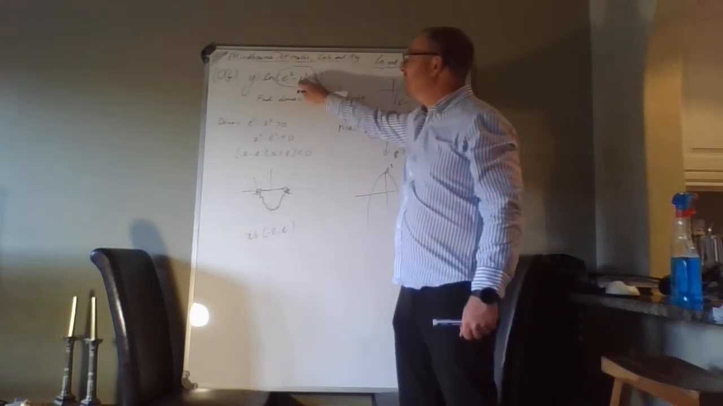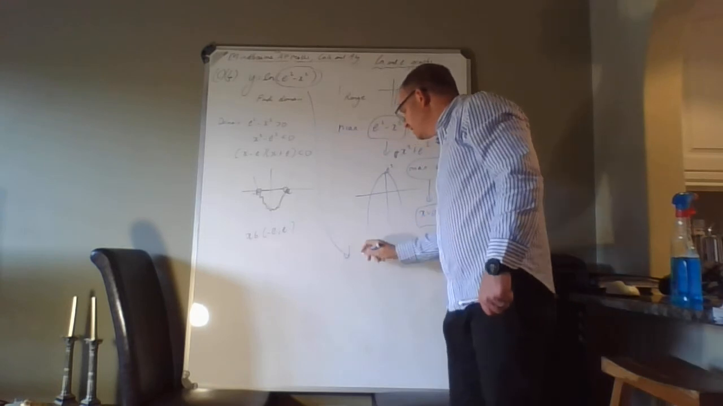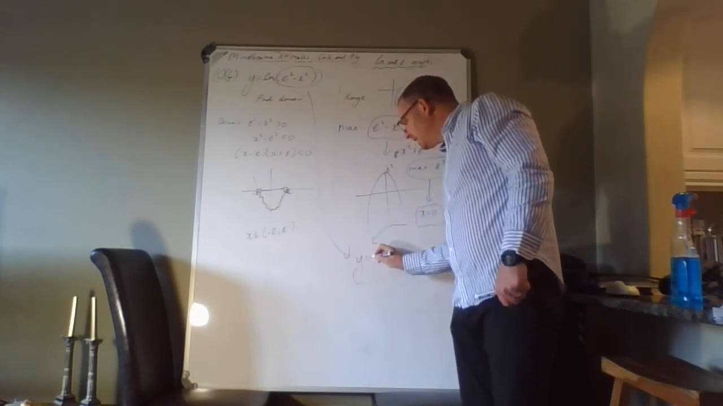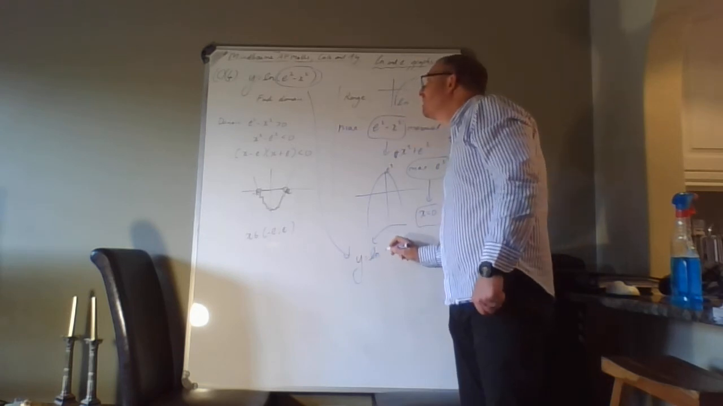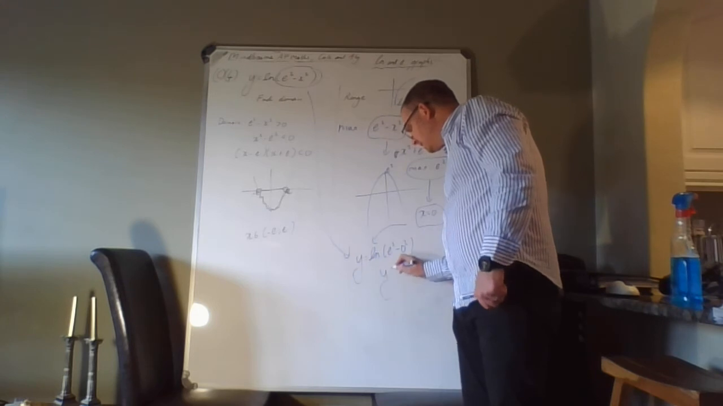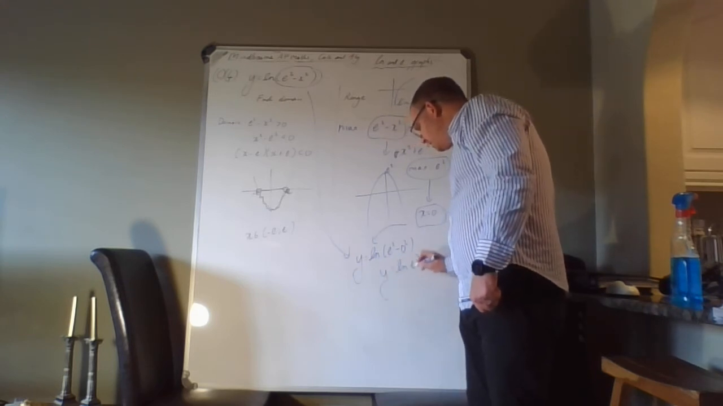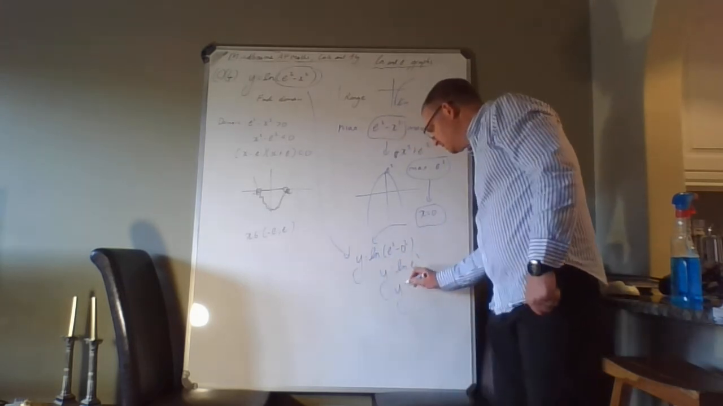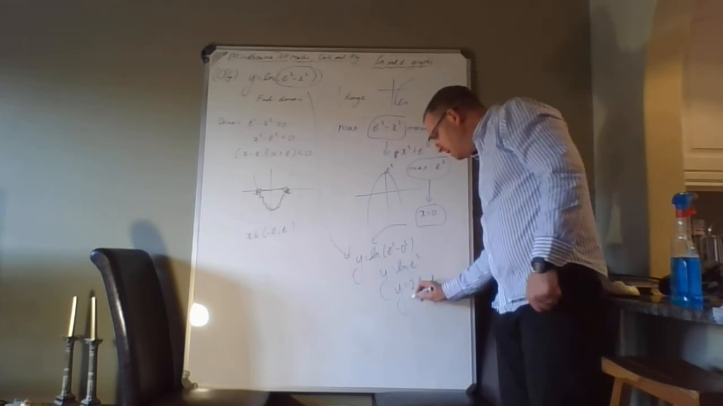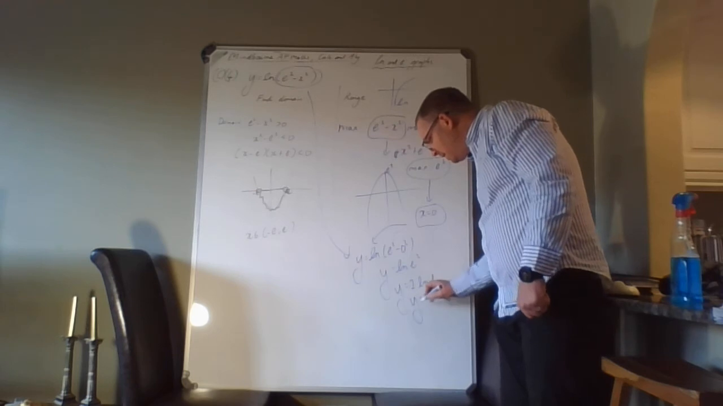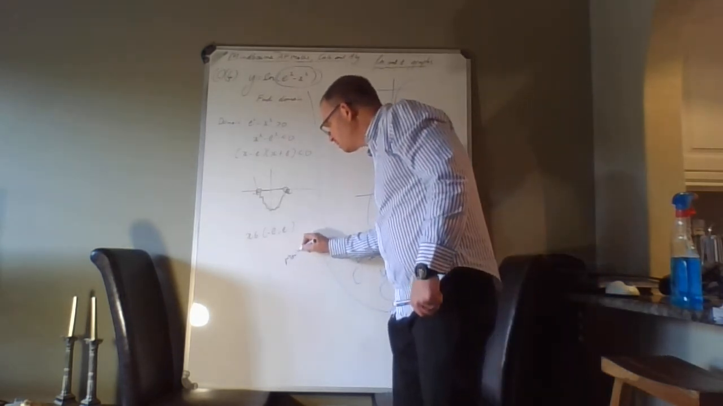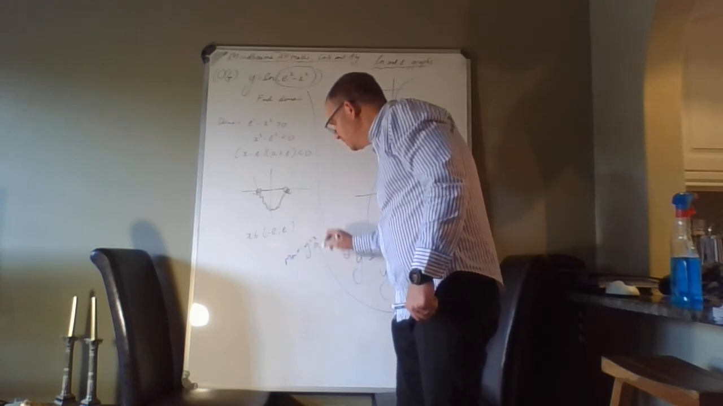The question is, what's the maximum of this graph over here? The maximum will occur when x is equal to 0. So the maximum will be y is equal to ln of e squared minus 0 squared, so y is equal to ln e squared. So y is equal to 2 ln e, and ln of e is 1. So the maximum will be y is equal to 2.